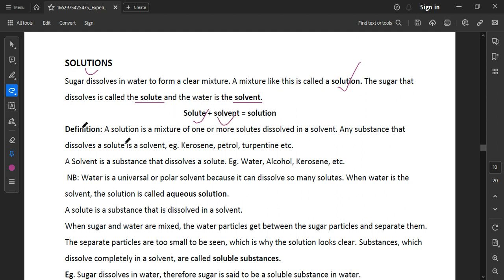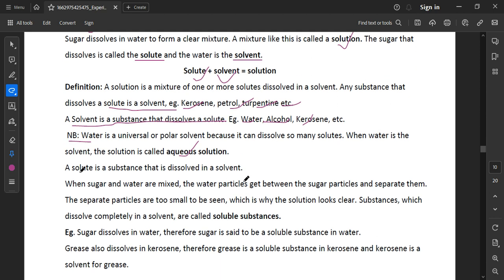What's the definition? The definition of a solution is a mixture of one or more solids dissolved in a solvent. Any substance that dissolves a solid is a solvent. For example, kerosene, petrol, turpentine, etc. A solvent is a substance that dissolves a solid. Example: water, alcohol, kerosene, etc. Note that water is a universal or polar solvent because it can dissolve so many solids. When water is the solvent, the solution is called an aqueous solution. A solute is a substance that is dissolved in a solvent.